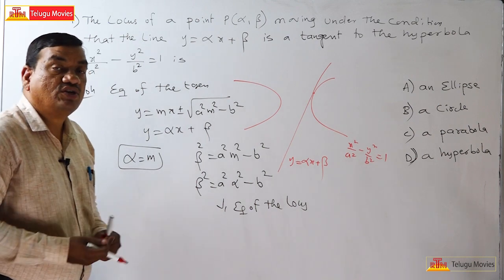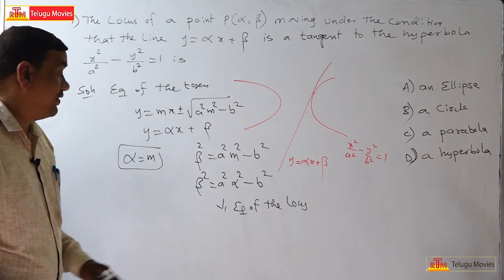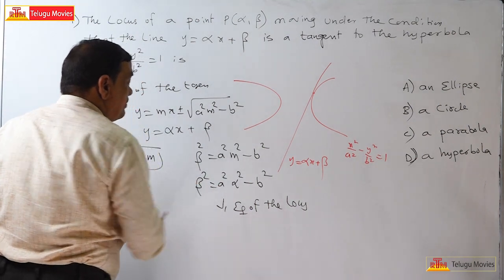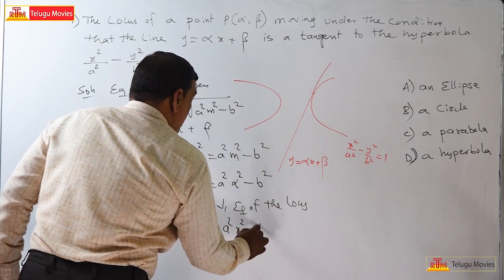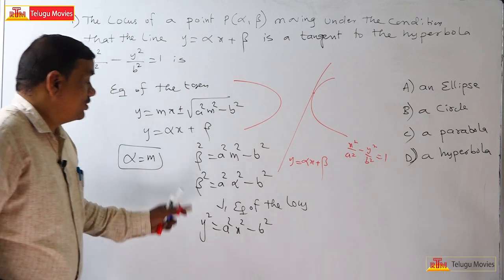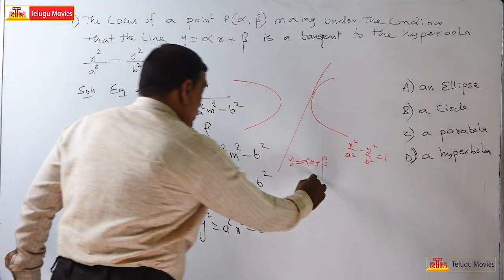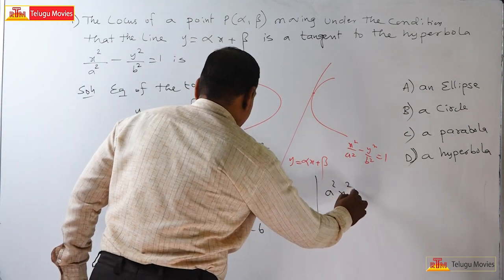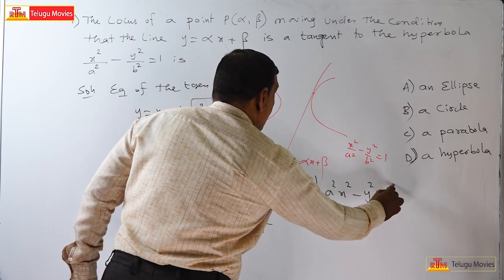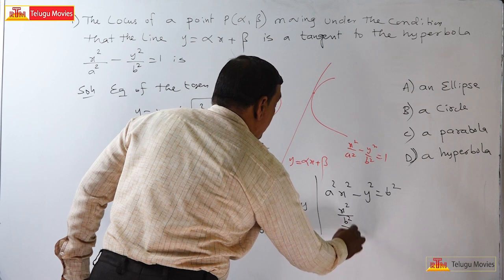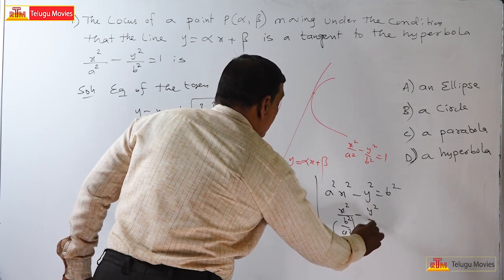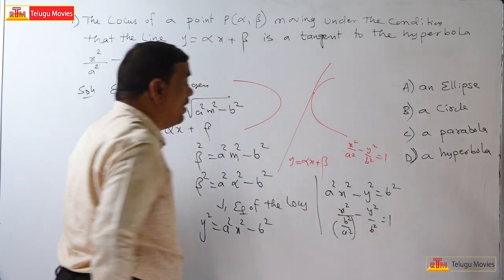Now, generally the equation of the locus we represent in x and y. So, therefore, alpha is x, beta is y. So, y square is equal to a square x square minus b square. So, take y square to that side. Therefore, a square x square minus y square is equal to a square b square, so x square by b square minus y square by a square, hmm, dividing through, we get the standard form.